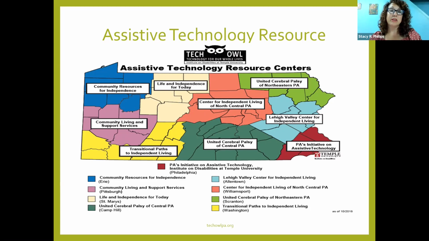And all of their contact information is also found on our website at techowlpa.org. Across the top, you would scroll to location and you'll find your regional office, and all of the phone numbers and email addresses for the appropriate people will be listed there. That way you can get in touch with someone closest to you. You can also call me and contact our office and we'll support you best we can. But as far as device demonstrations and any in-person evaluations, you definitely want to reach out to your local resource center.